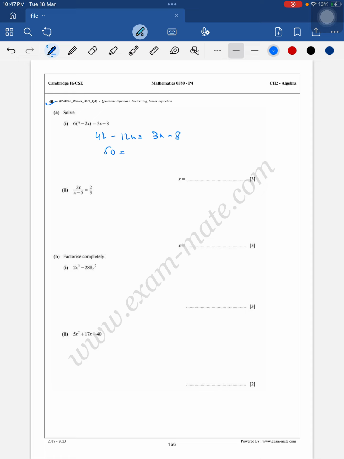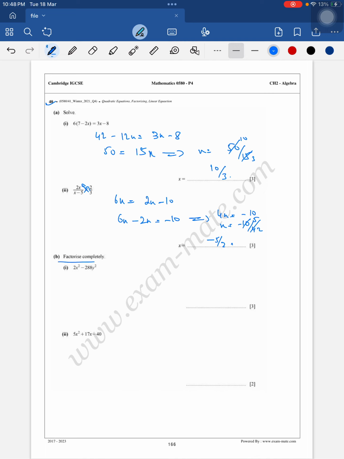So 3x plus 12x is 15x. This implies that x is equal to 50 upon 15. 5 tens are 50 and 5 threes are 15, so x is 10 upon 3. Another equation, cross multiplying it. So 2x into 3 is 6x. 2 into x minus 5 is 2x minus 10. Now 2x goes over there. 6x minus 2x is equal to minus 10. It means that 4x is equal to minus 10, and x is equal to minus 10 upon 4. 2 5s are 10, 2 2s are 4, so minus 5 upon 2.